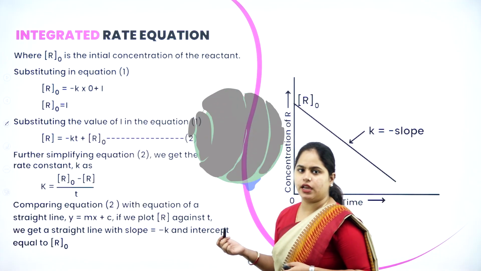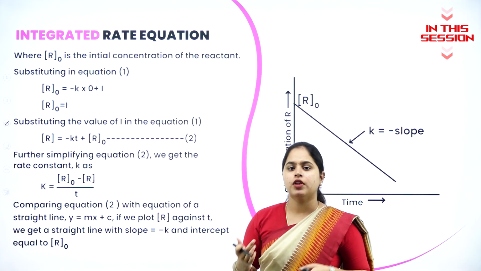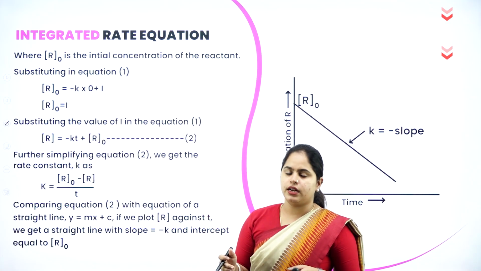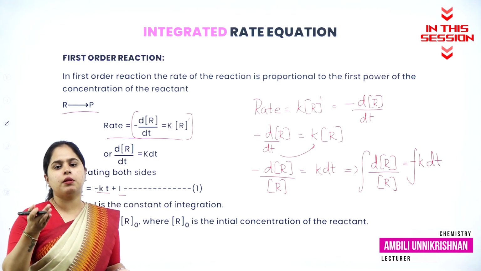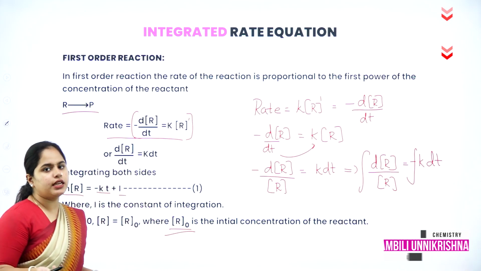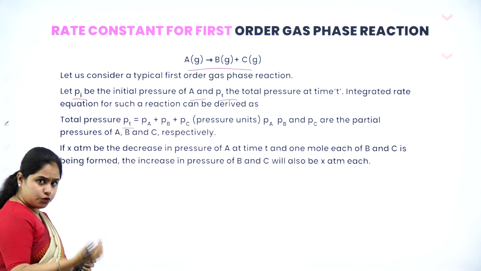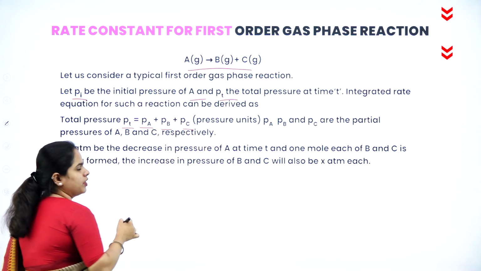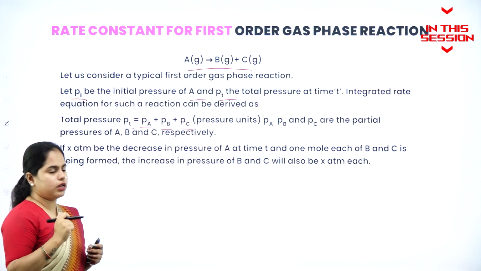What happens to the reaction? Where R0 is the initial concentration of the reaction. Initially, R will be considered as R0, right? So at time t equal to 0, what will be the value of R? R will be equal to R0 again, which is the initial concentration. So the total pressure, PT, will be equal to the contribution of A, B and C, right? PA plus PB plus PC. That will be the total pressure, right?